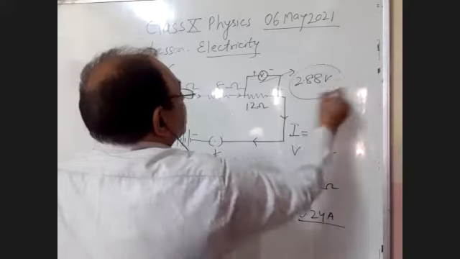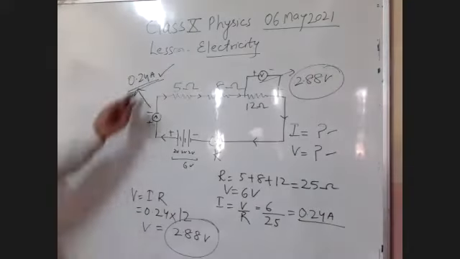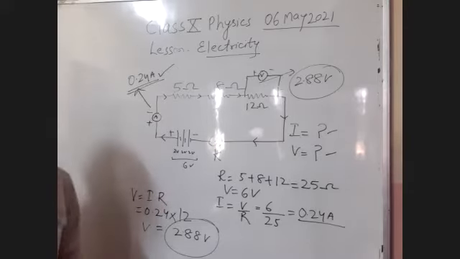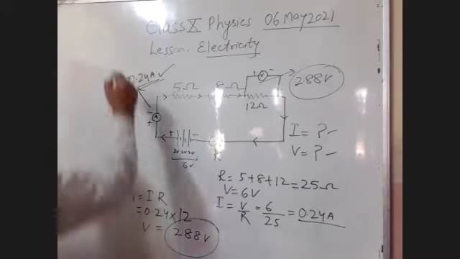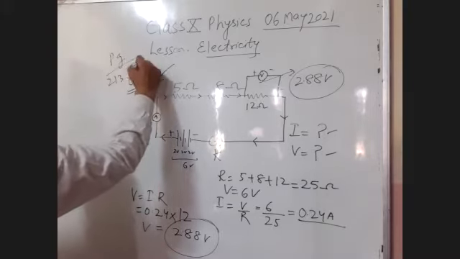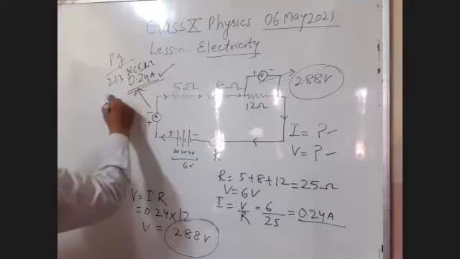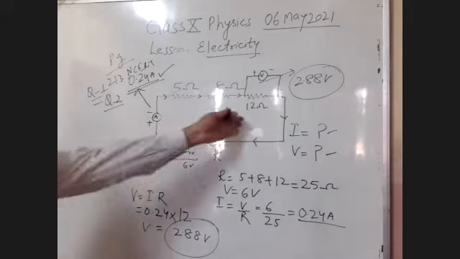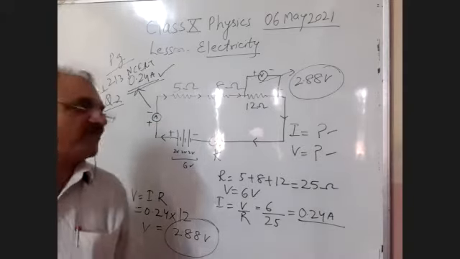2.88 volt will be the reading shown by the voltmeter, and 0.24 ampere will be the reading shown by this ammeter. This is your answer of question number 2, page number 213 of your NCERT. The answer of the first question was given by this diagram.